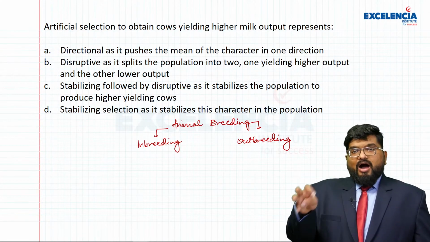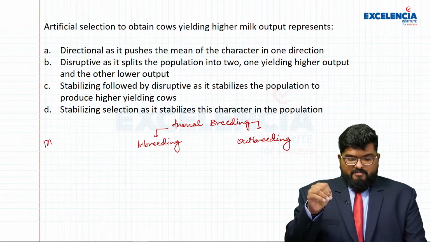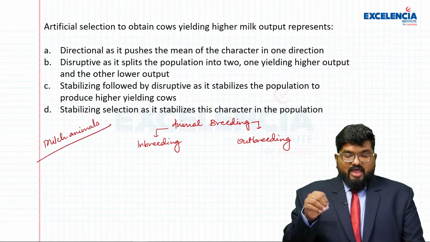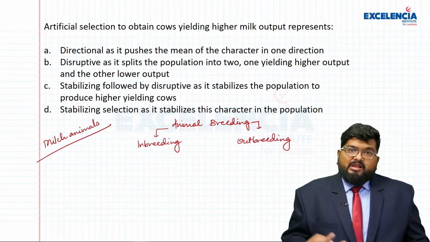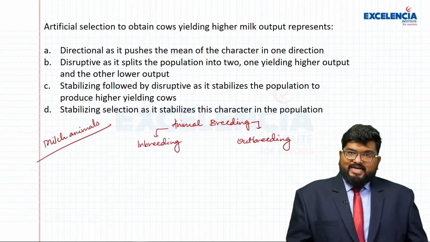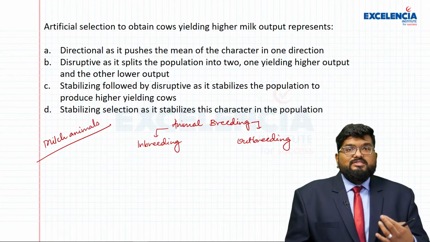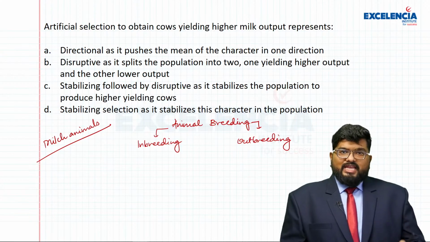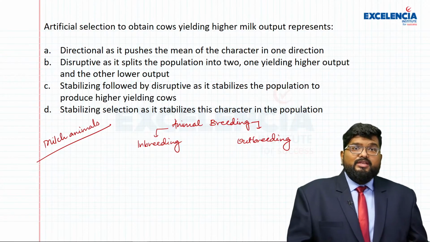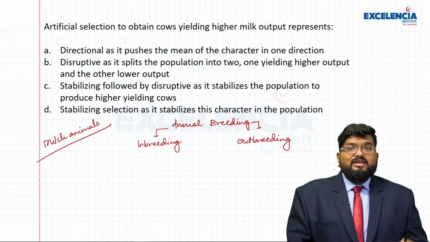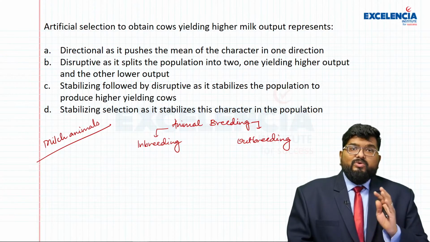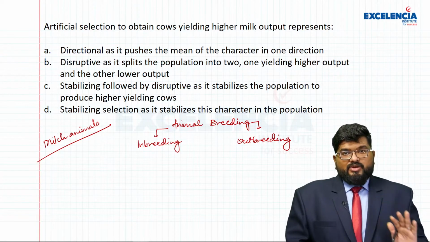The cows we are looking at are milch animals. Milch animals means the animals that are capable of producing milk. So the cow that provides the highest possible lactation is the one that will be selected. On a daily basis, if a cow is capable of giving about 15 to 20 liters of milk, then that's a high lactation cow. Such a cow will be selected in animal breeding.